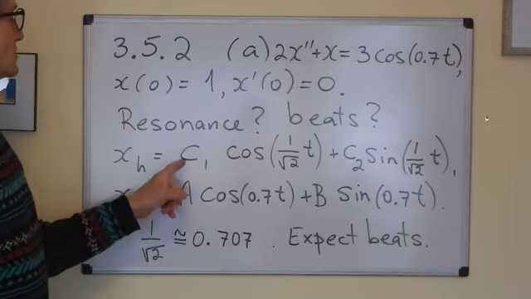Here's our final version of the solution to part A. We have combined the terms involving 0.7 minus 1 over the square root of 2 t and the ones that involve just 1 over the square root of 2 t. And the thinking is this: 0.7 minus 1 over the square root of 2 is pretty small, so that it takes a big change in t to go through one period, one cycle of sine. So this is slow, or slowly varying.